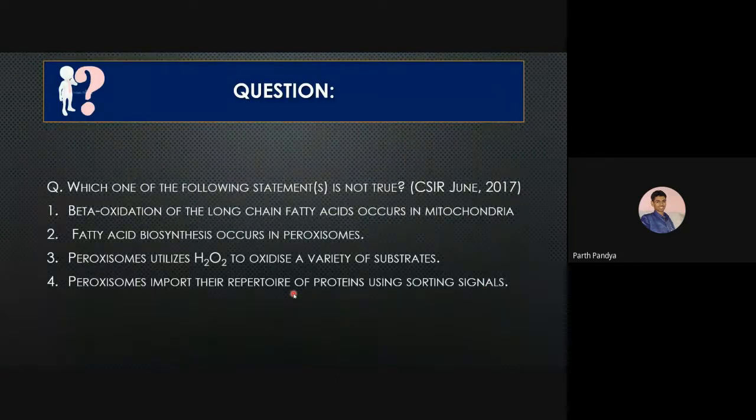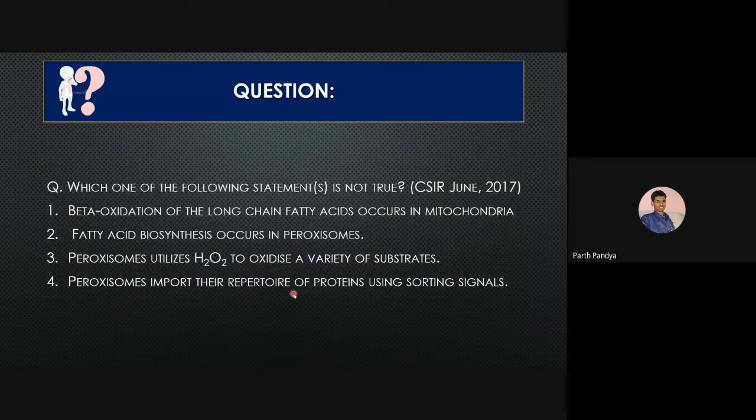A 2-mark question: which one of the following statements is not true? Beta oxidation of long chain fatty acid occurs in mitochondria. Fatty acid biosynthesis occurs in peroxisomes. Peroxisome utilizes H2O2 to oxidize a variety of substrates. Peroxisomes import their repertoire of proteins using sorting signals.